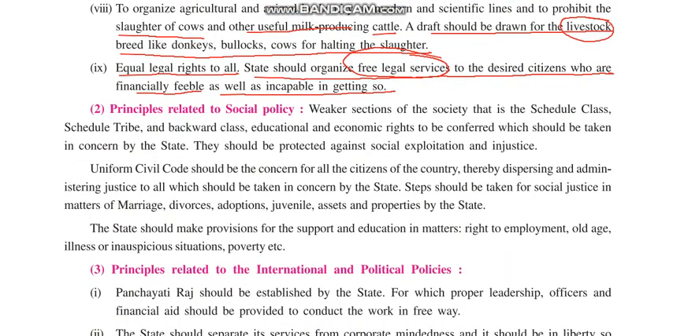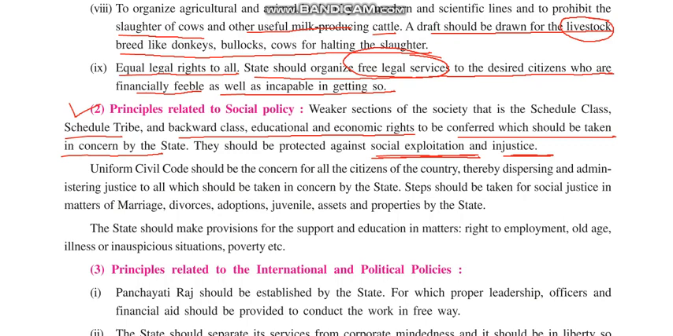The second is principles related to social policy. For the weaker sections of society, that is the scheduled castes, scheduled tribes and backward classes, educational and economic rights should be confirmed, which should be taken into concern by the state. It is the responsibility of the state to take care of these weaker sections. They should be protected against social exploitation and injustice. It is to be seen that they are not exploited, not harassed in any way, and that no injustice is done to them. That is a responsibility of the state.